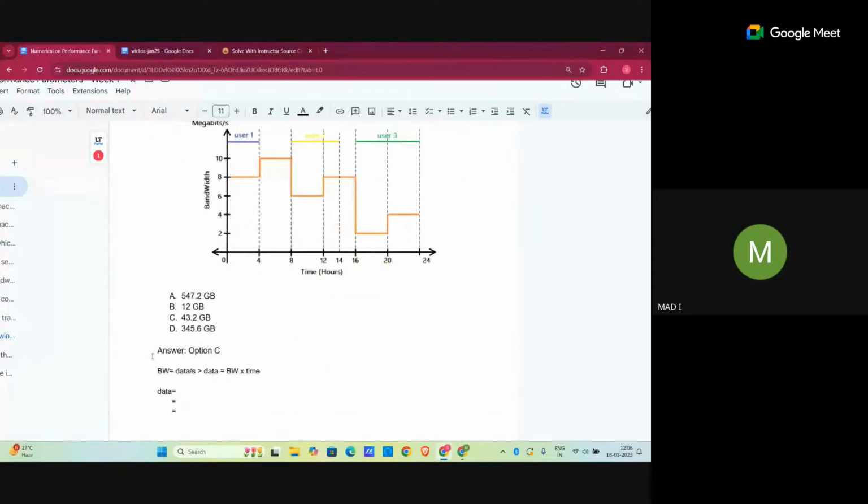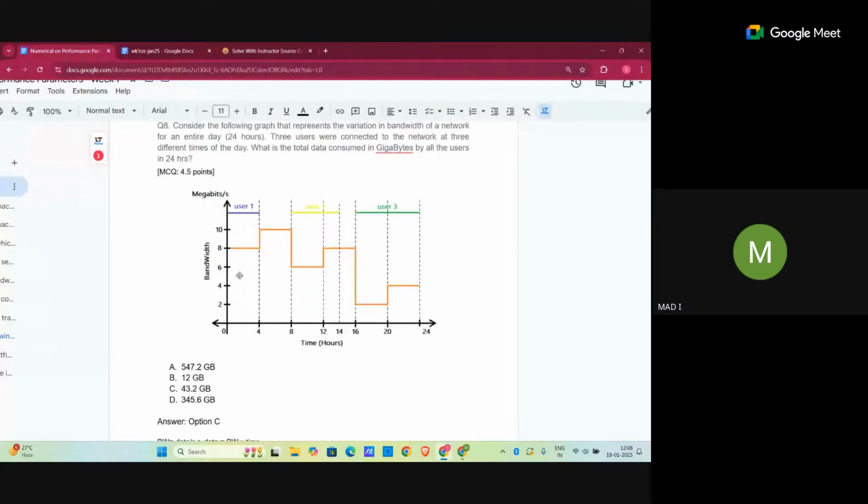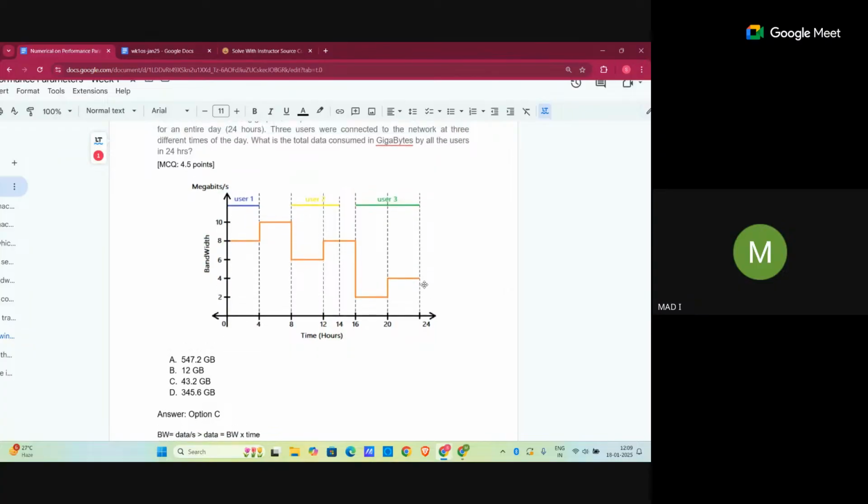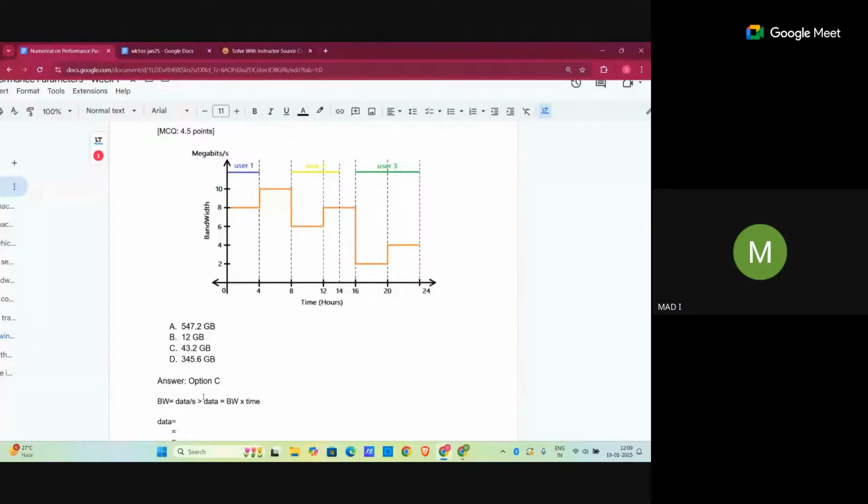Again, we have this graph. On the x-axis we have hours, on the y-axis we have bandwidth in megabits per second. So this is the variation of bandwidth. We have these three users who are using the data at different intervals of time, and we have to calculate the total data consumed. So how will we calculate? Bandwidth is equal to data per second, so data will be equal to bandwidth into time.